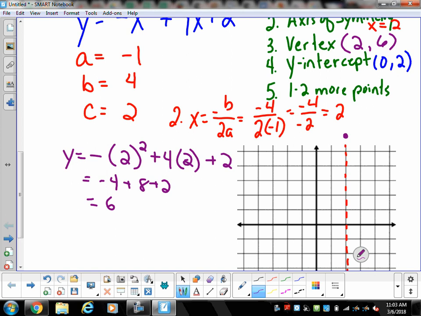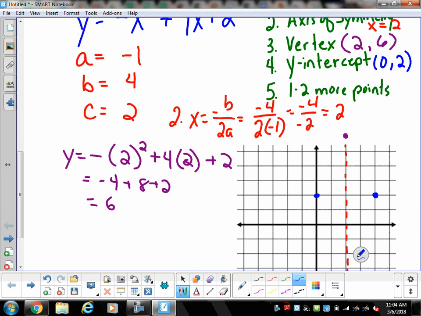And then I know I have my y-intercept at 0, 2. So that's the point right here. And then as a reminder, if I know something on the left, I also know a corresponding point on the right. So that's 2 units from the axis of symmetry, so I need to go 2 more units to the other side, and there's my corresponding point. So I definitely need another point.